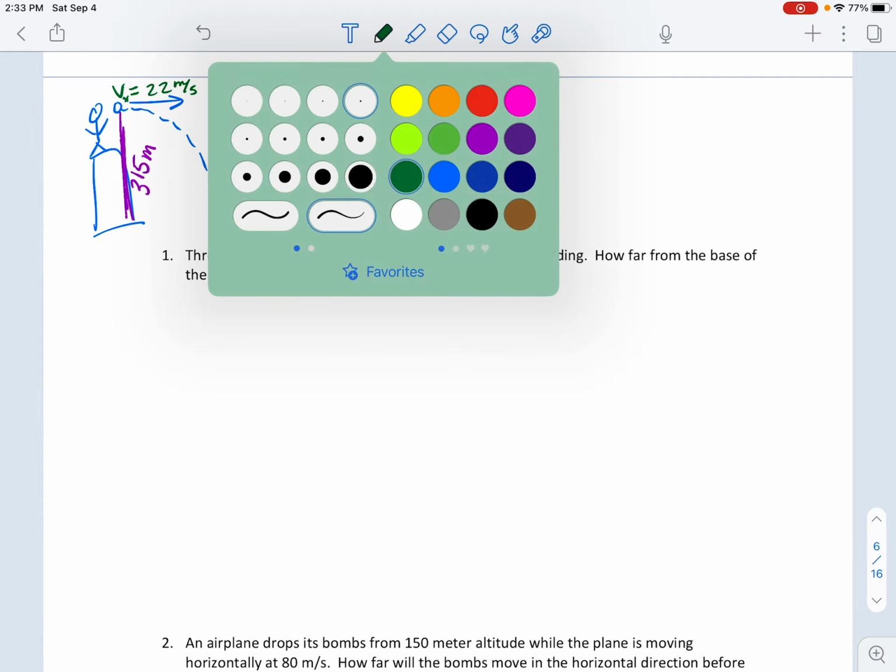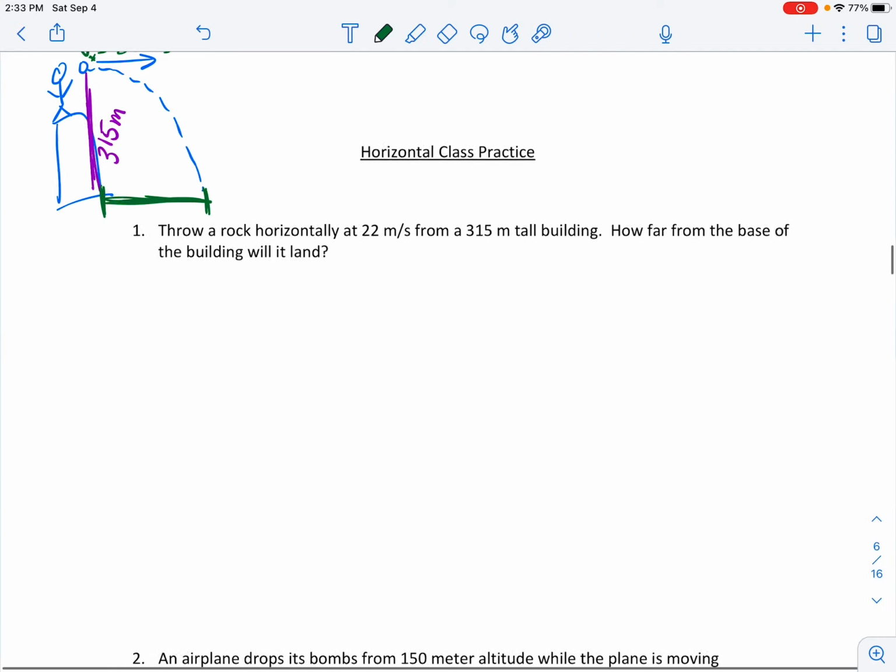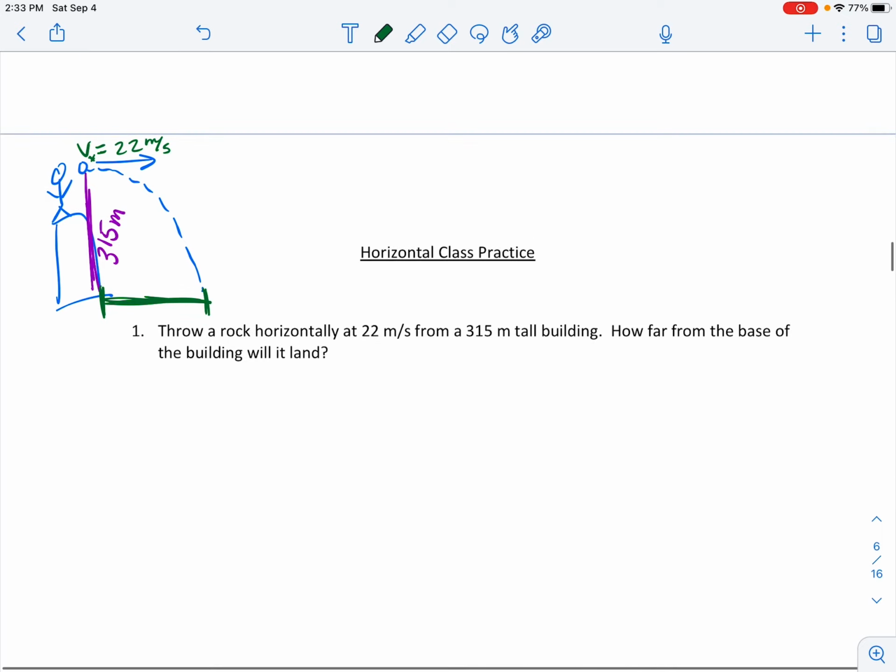So if we were doing this at the school, we would take our meter stick and we would lay it down along the grass from the edge of the building to the location where it landed. So they are asking us to find our displacement along the x-axis, okay?